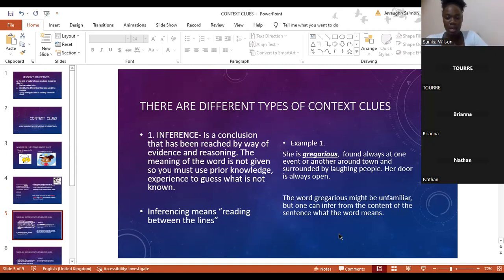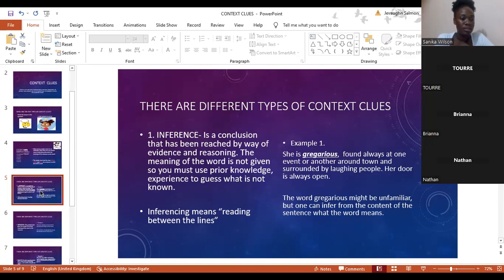All right, so we know now what that word gregarious means. Gregarious might be unfamiliar, but one can infer from the context it was used in that the word means sociable or is fond of company. So it's somebody who is always with people. You can find her at an event, any event around town, like the sentence stated. Somebody who's always in the company of persons, doesn't mind having people around. And of course, we'll call that person sociable, right? Right, Nathan, right, Brianna, right, Torre?